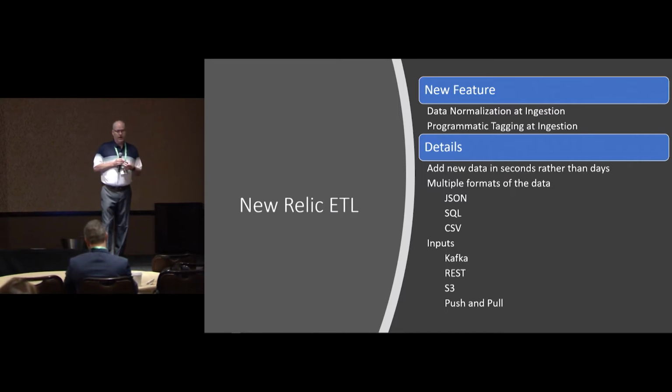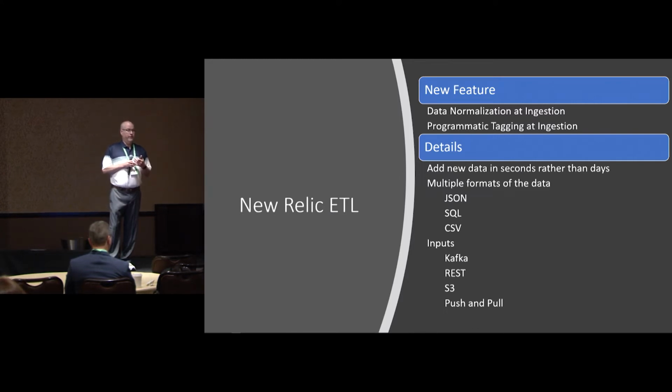Multiple formats of data at the start are JSON, SQL, CSV, so you can pull that data in from that standpoint, and you can output it in those formats as well. Other inputs are Kafka, so you're using your Kafka queues, REST, an API, all your S3 data, and then you can actually do both push and pull of the data using the ETL pipeline in front.